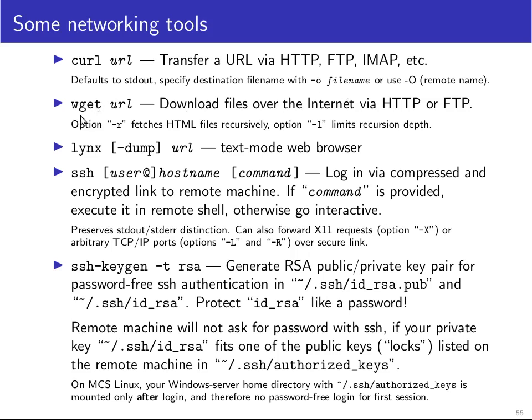Wget is a very similar tool. It differs from curl in that if you write wget URL, it will immediately do the same thing that curl does with minus capital O, namely just write the content onto the disk with whatever file name was received.